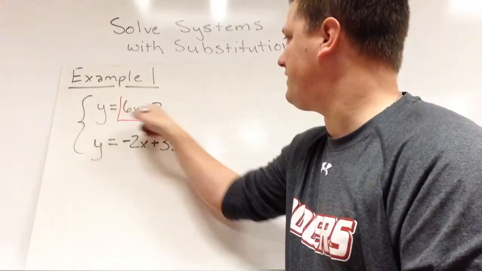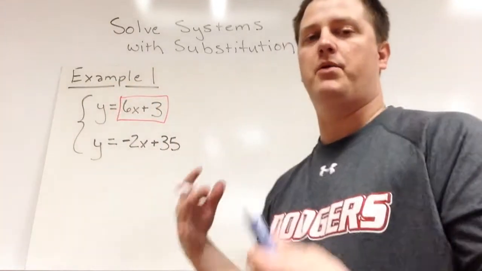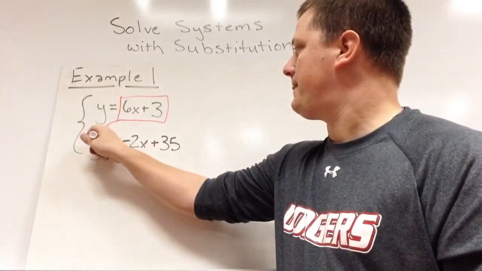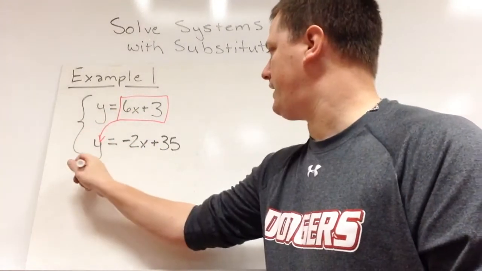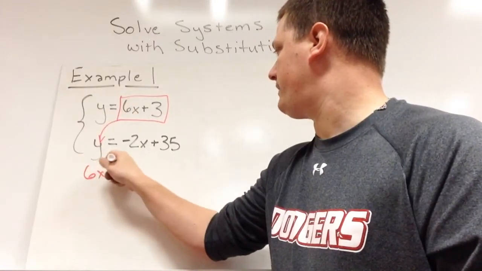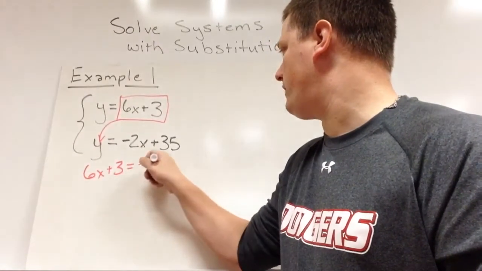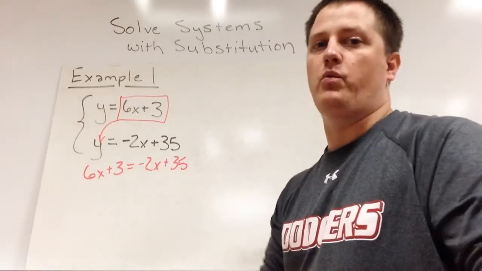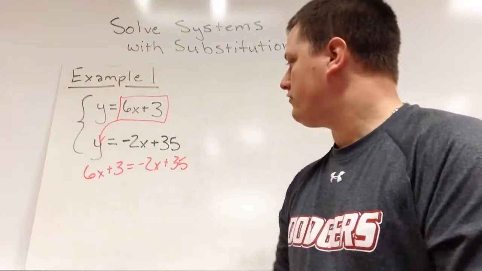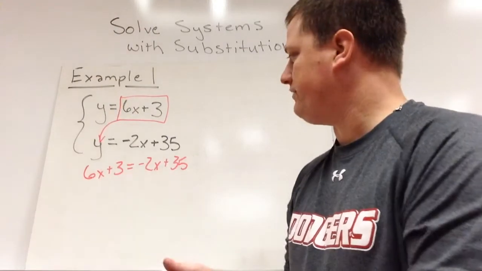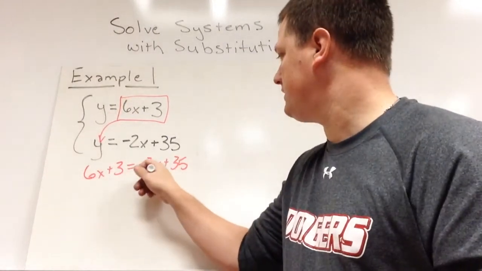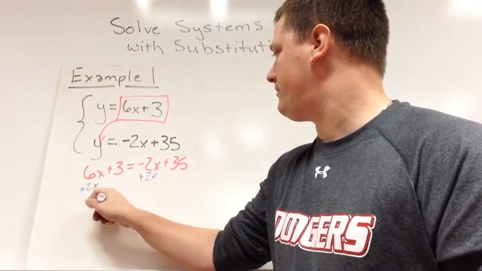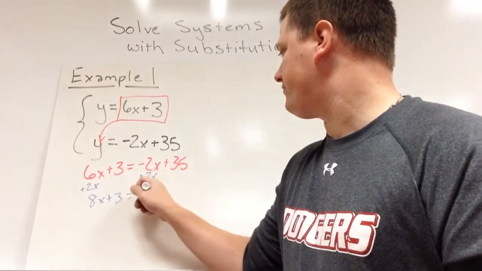So we're going to take 6x plus 3, and we're going to put it in for the y in the other equation. So we're going to put it in there. We're going to get 6x plus 3 equals negative 2x plus 35. And at this point, we would just solve the equation. So we're going to move one of our x's. I'm going to move negative 2x because it's smaller. So I'm going to add 2x. 8x plus 3 equals 35.